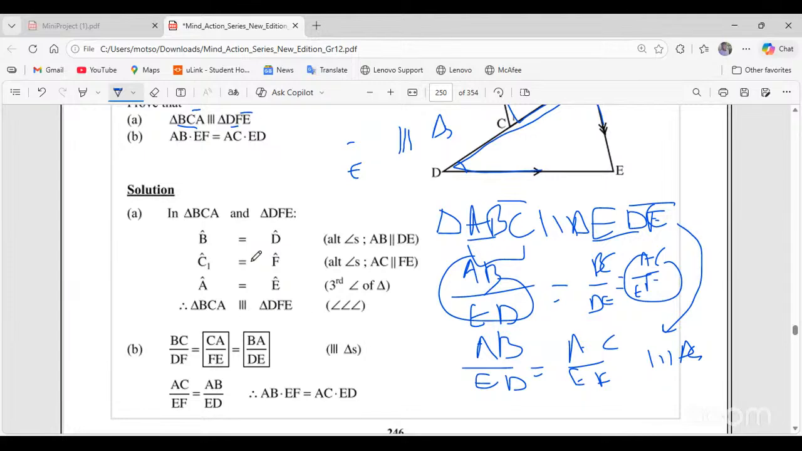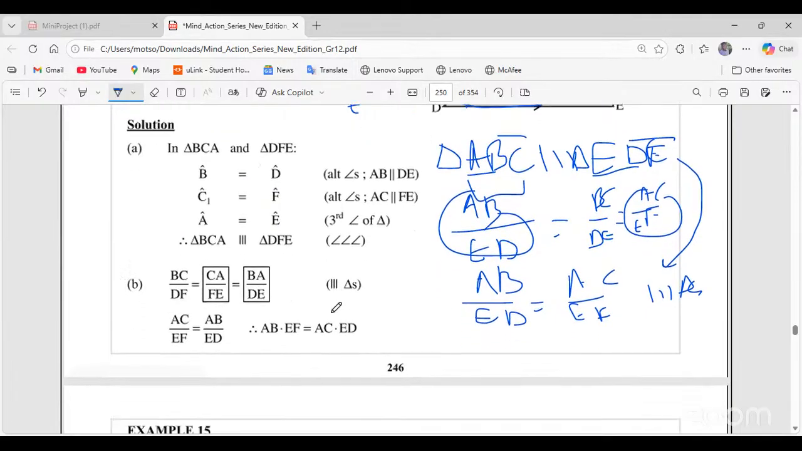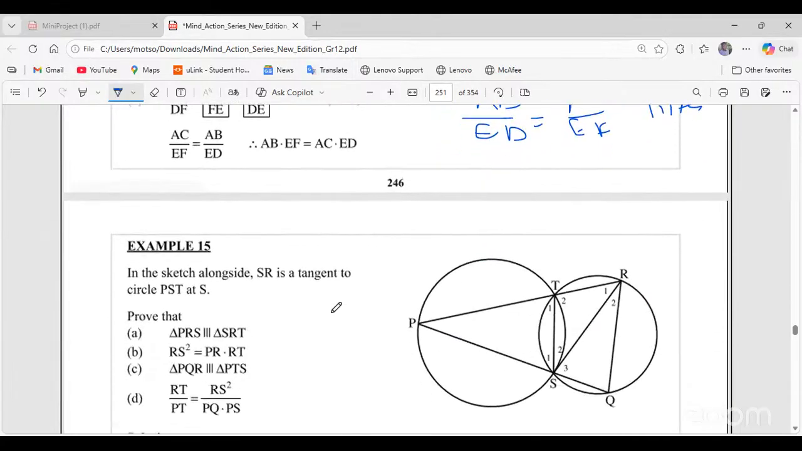Then you can just look for the letters that you are having here so that when you cross multiply, you will end up having the result there. And here, your reasoning behind this statement will definitely be similarity triangles. I hope this makes sense to you guys.